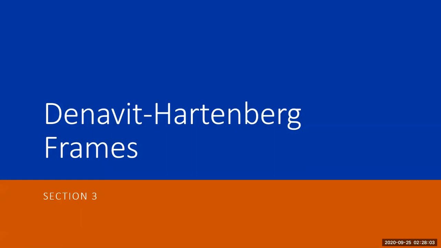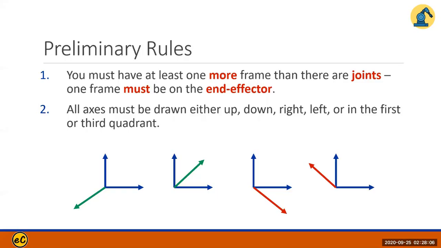Denavit Hartenberg frame. We need to design the frame in a way that helps us model the workspace better. With this better way of modeling, we will be able to systematically set up a good way to reach the target. You must have at least one more frame than joints. So if you have 3 joints, you may need to have 4 frames. And one frame must be the end effector. So the end effector takes 1, and usually 3 joints take 3.